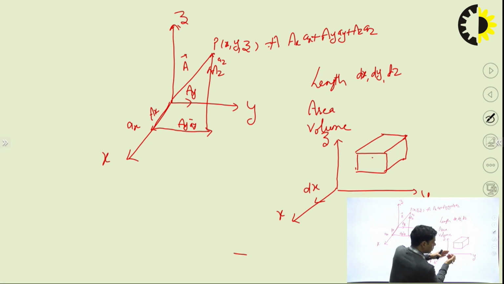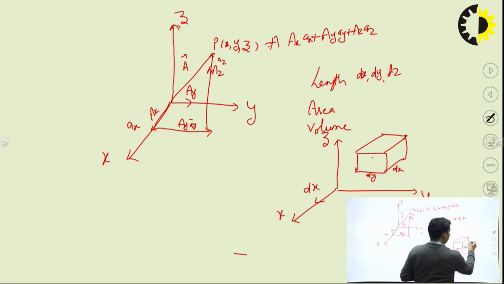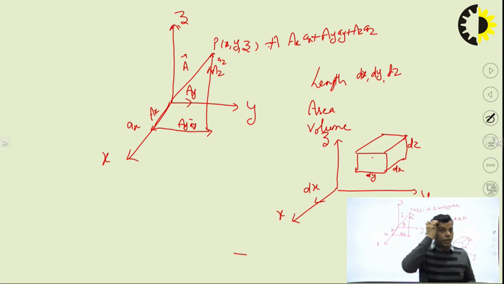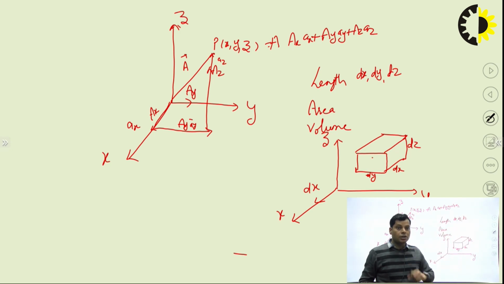So when we plot these three for this point, this direction will be represented by dy, parallel to the y axis, this one is parallel to the x axis, so it will be dx, and this one is parallel to the z axis, so let's say dz. In this way we can calculate the value of differential length in all the directions.